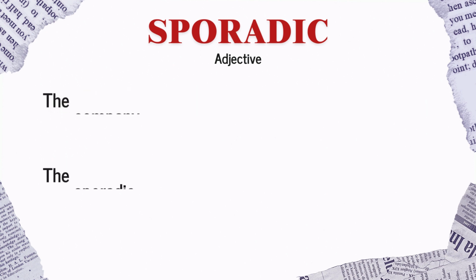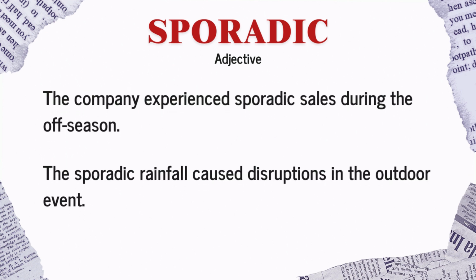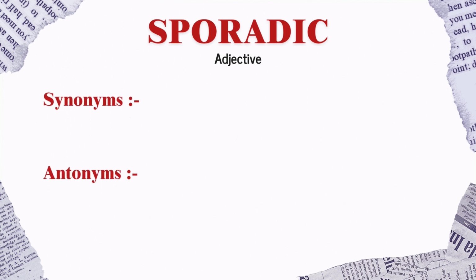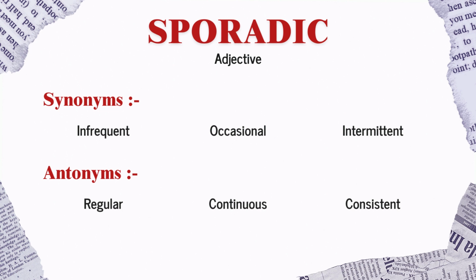The company experienced sporadic sales during the off-season. Another example is, the sporadic rainfall caused disruptions in the outdoor event. Some synonyms for sporadic are infrequent, occasional, and intermittent. On the other hand, words with opposite meanings or antonyms include regular and continuous.